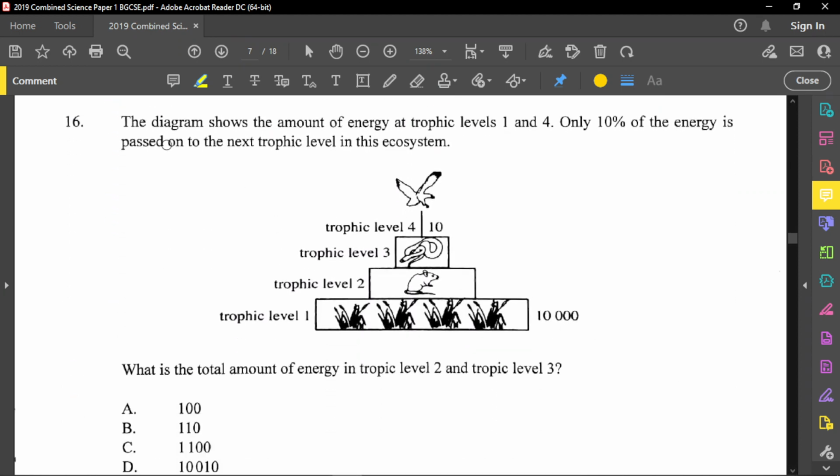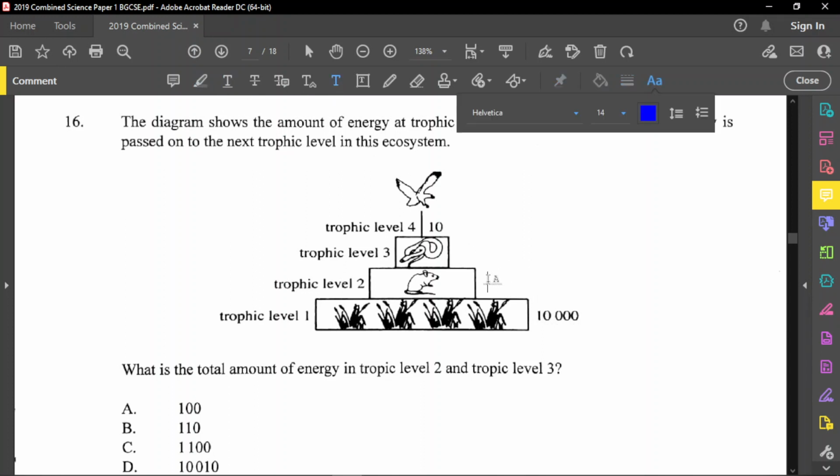Number 16. The diagram shows the amount of energy at trophic levels 1 and 4. Only 10% of the energy is passed on to the next trophic level in this ecosystem. So guess what? If this is 10,000, then only 10% passes on. That means this will be 1,000. And if 10% passes on from this, this will be 100. And so if only 10% from 100 passes on, it will be 10, which is given already, right?